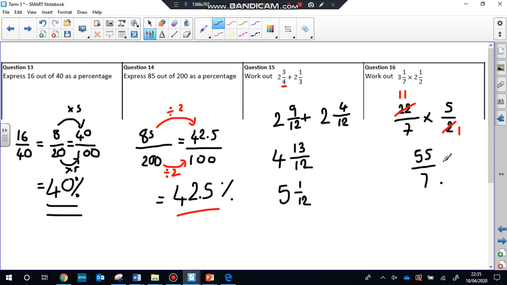So I need to work out how many 7's go into 55. Well, 7 7's are 49, so that's 7. And I would have 6 remaining, so that would be 6/7 left over. So it's 7 and 6/7.